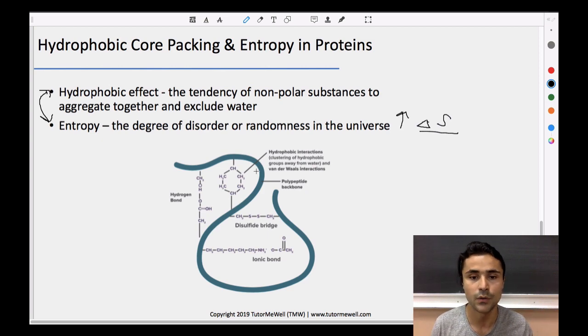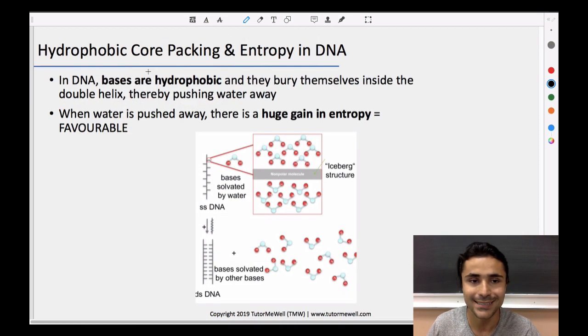That's all you need to know from proteins. So let's look at the exact same topic in DNA. So that's what's going to matter in this course the most. Right off the bat, I want to tell you that I will come back to this slide to explain it in more detail, but I want you to know that in DNA, we have bases that are hydrophobic.